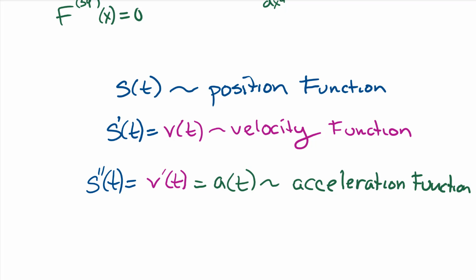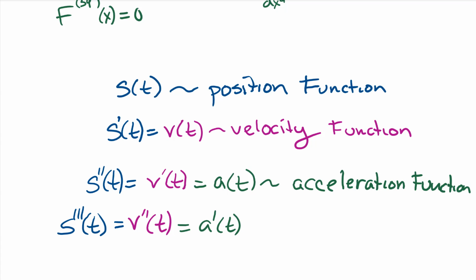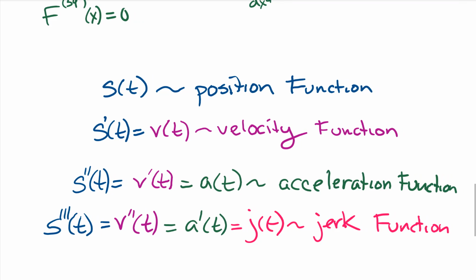If you were to go, I'm just putting this one in for fun, triple prime, which would be equal to the second derivative of velocity, which would be equal to the derivative of acceleration, which is actually just equal to what we call the jerk function. Think about getting jerked in your seat. I would usually give you an example in class of what it is, but it's no big deal.